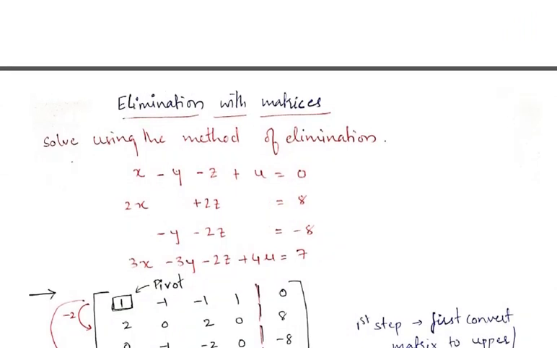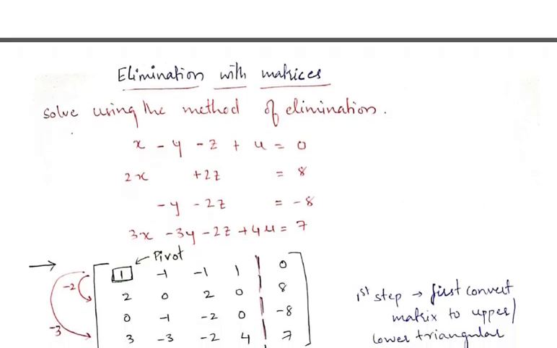Solve using the method of elimination. Okay, x minus y minus z plus u is equal to 0, 2x plus 2z is equal to 8, and minus 5y minus 2z is equal to minus 8, and 3x minus 3y minus 2z plus 4u. So here we have 4 unknown variables.